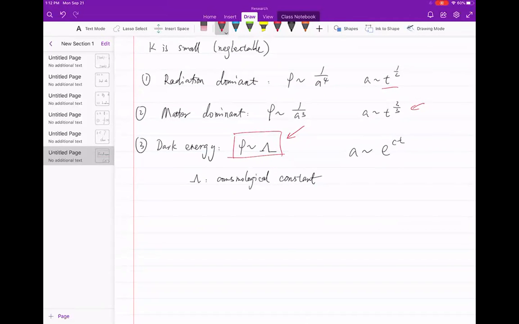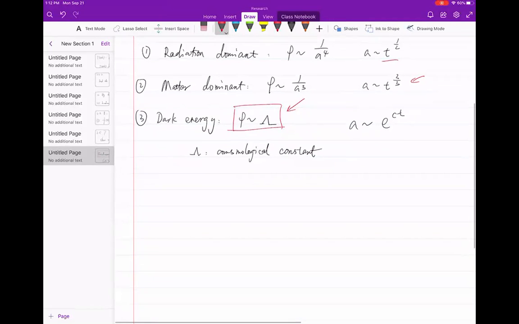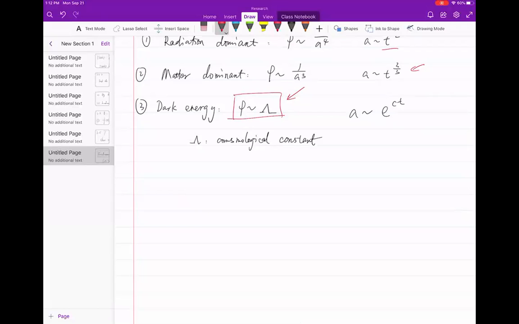This constant, of course, is called the cosmological constant. It's the same term in Einstein's general relativity equation. Now we know it corresponds to something called dark energy. As a result, your A is going to be roughly exponential. Sounds good? So that's the correction.